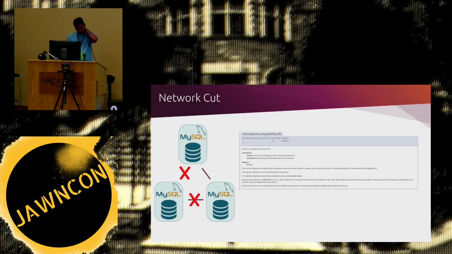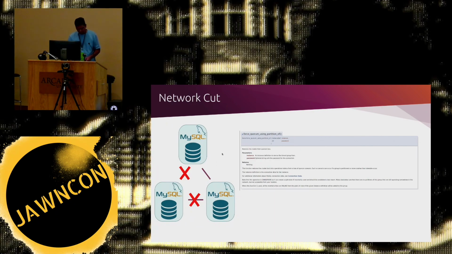You have network cuts, in which case, for example, you have a 3-node cluster here, and one of the nodes is completely cut from the other 2 nodes. In this case, the group will still work because there's 2 nodes here. But you can imagine a network cut where all of the nodes are separated from each other. Or if you have a 5-node cluster, a 2-2-1 split.